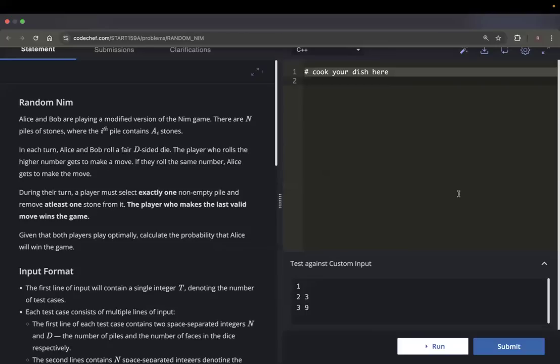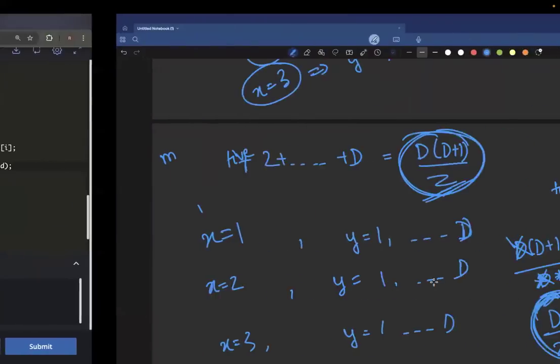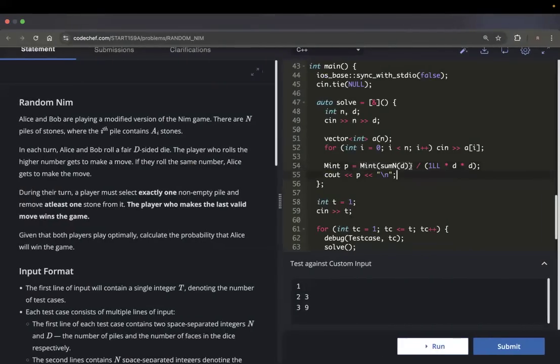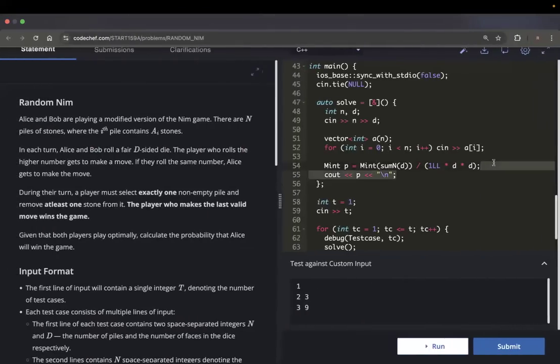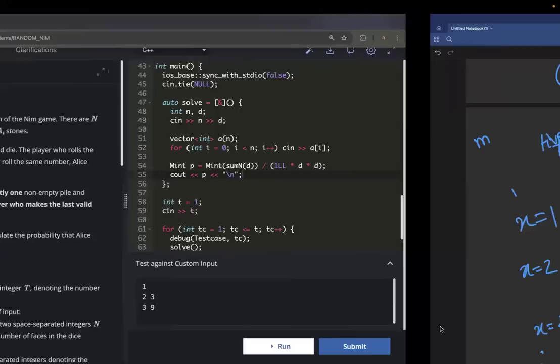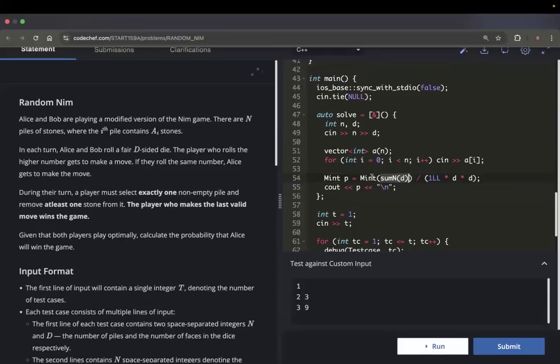I had submitted with this expression and it did work. So the expression I have written here is, till this point, d into d plus 1, that is this sum variable, and divided by d into d. So this is a simpler expression, which we could have written as d plus 1 divided by 2 into d. So that is what I'm doing. And this mint thing is just typecasting an integer into the mint structure, and then I'm just printing this p.